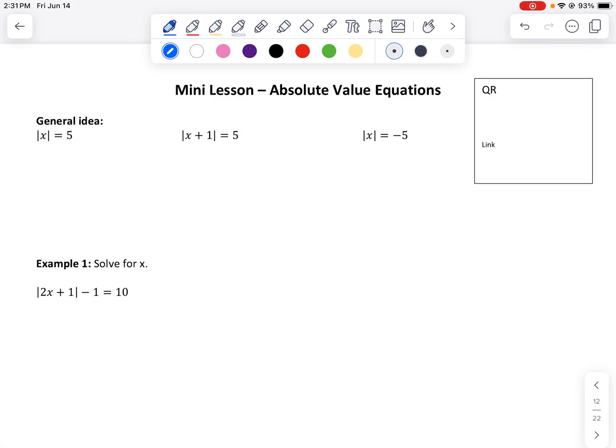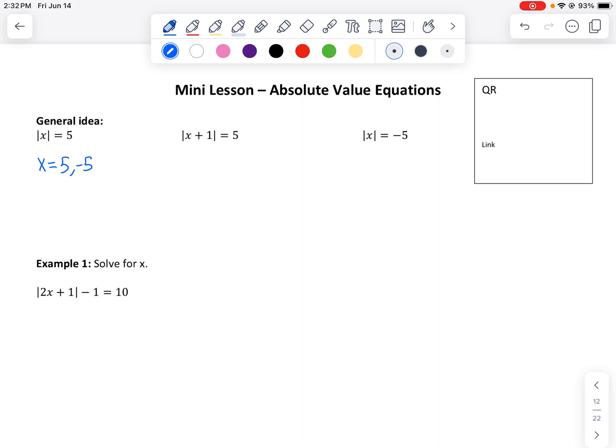This is a mini lesson for absolute value equations, solving them with one variable. So the general idea is that when you have an absolute value of x, we have two cases. If the absolute value of x equals 5, there are two values that make that true, 5 and -5, because the absolute value of 5 is 5. The absolute value of -5 is also 5.